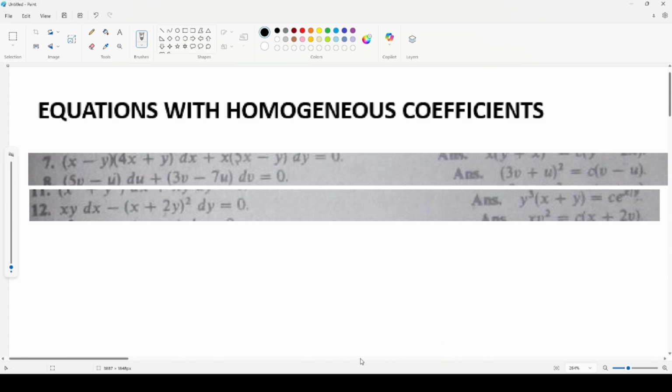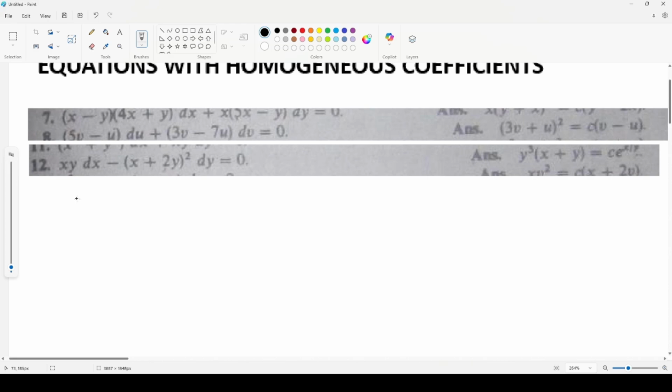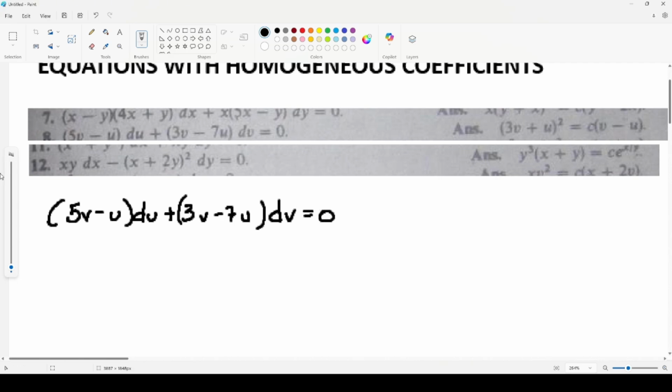Let's proceed first with our first problem for this video, which is, if you write this down, this will become (5v minus u) du plus (3v minus 7u) dv. So this is our first problem, a first order differential equation.